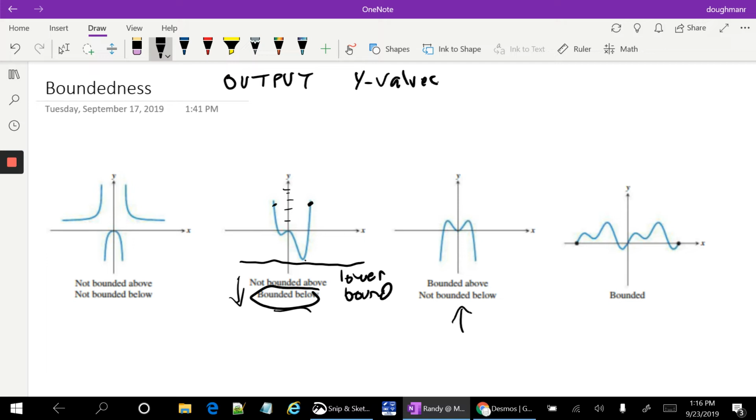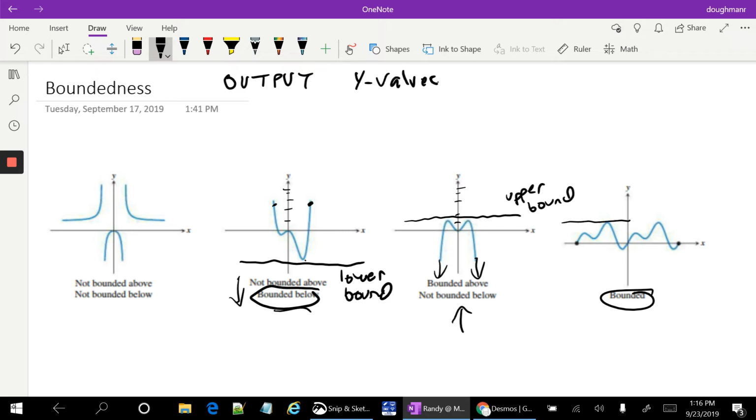The next one, all right, we realize that those values keep going on and on and on. So as I'm reading on the y, or the outputs, I realize that there's a kind of a maximum value or an upper bound. And this one, what we say is it is bounded above. So every output is below this upper bound. So it's bounded above.